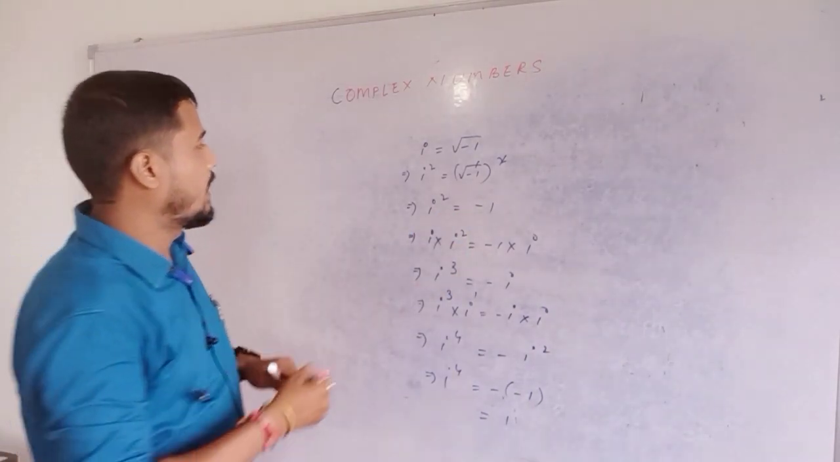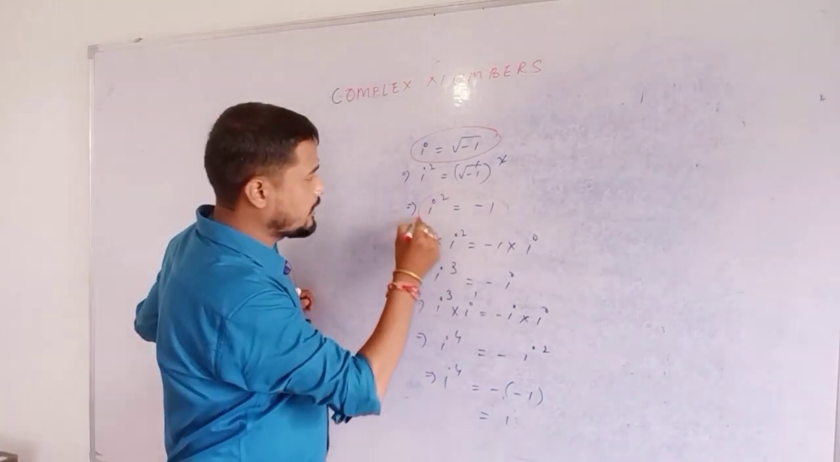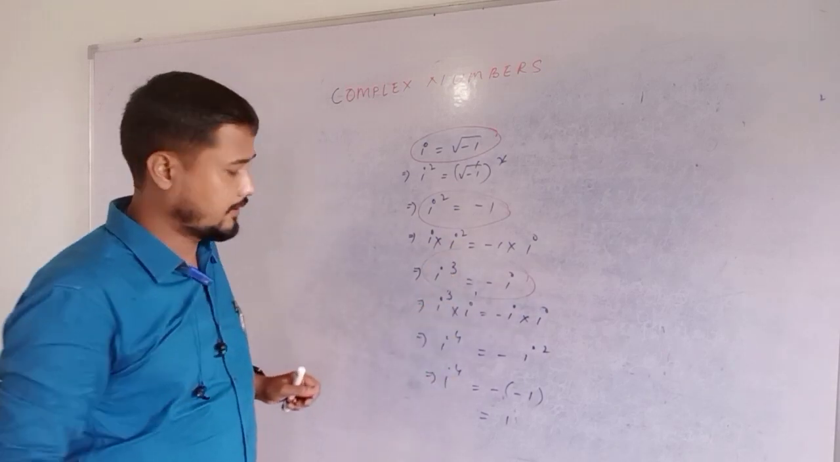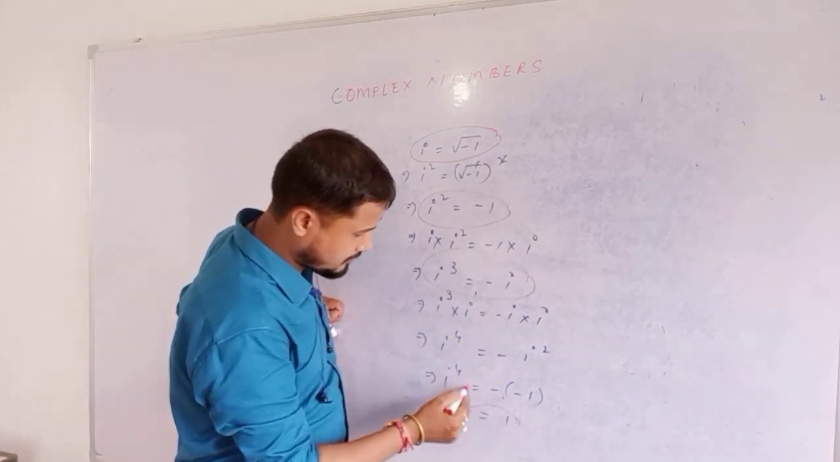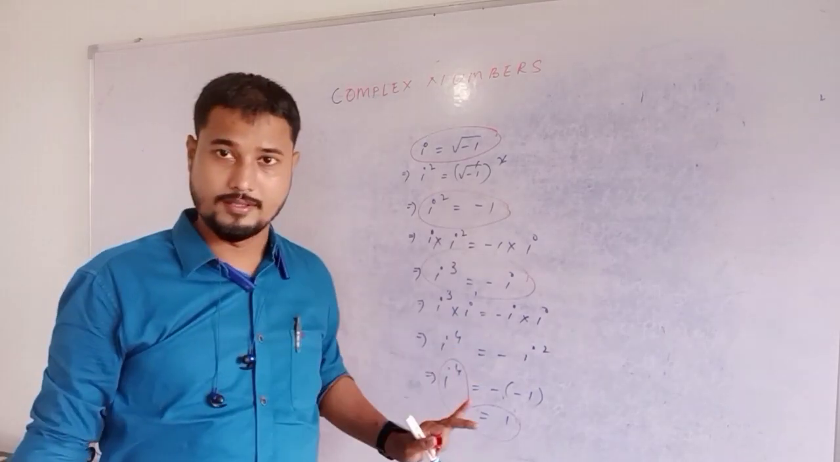Now, i value is root over minus 1. i square is minus 1. i cube is minus i. Then i power 4 is 1.